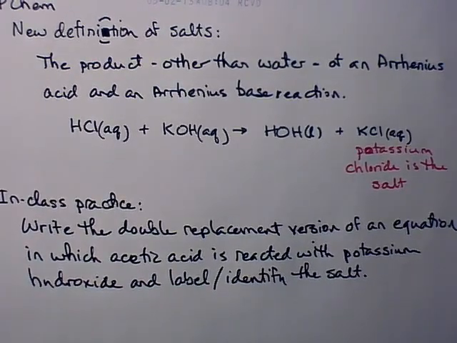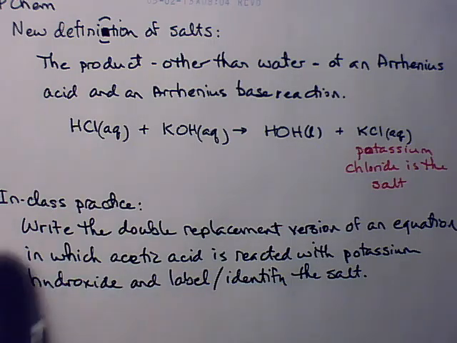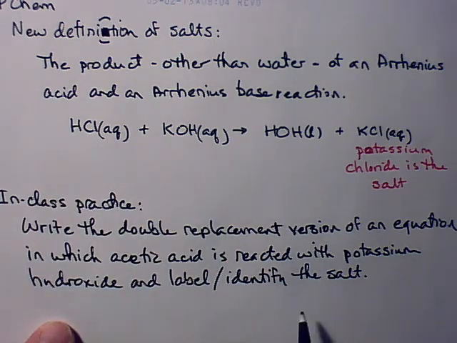Okay, so you're going to do this now. I just did the first one for you as an example. Now you're going to do the second one, this in-class practice problem. Write the double replacement version of an equation in which acetic acid is reacted with potassium hydroxide, and label or identify the salt. That's what we just did with this reaction. This is for the other acid that we reacted with or neutralized in our lab the other day.